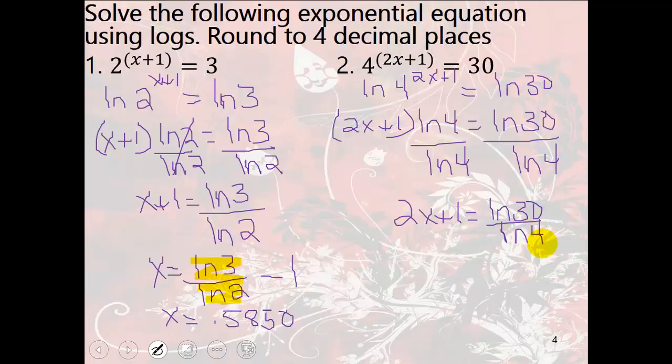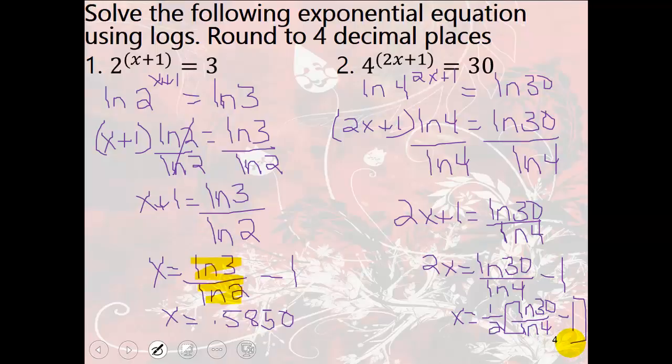Then I'm going to subtract 1. And then I'm going to divide both sides by 2. I'm going to write it as a half out here. And then I'm going to put it into my calculator. And I'm going to start with taking ln of 30 and dividing it by ln of 4.